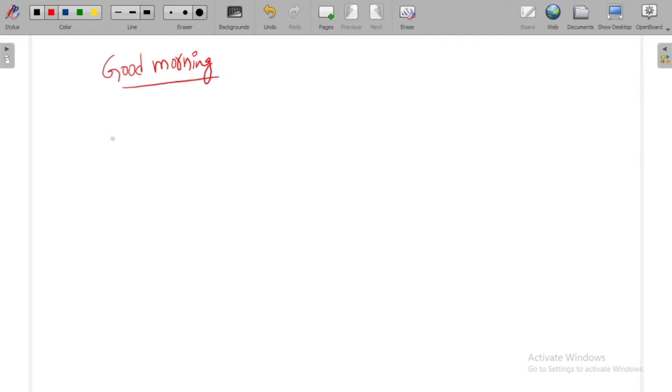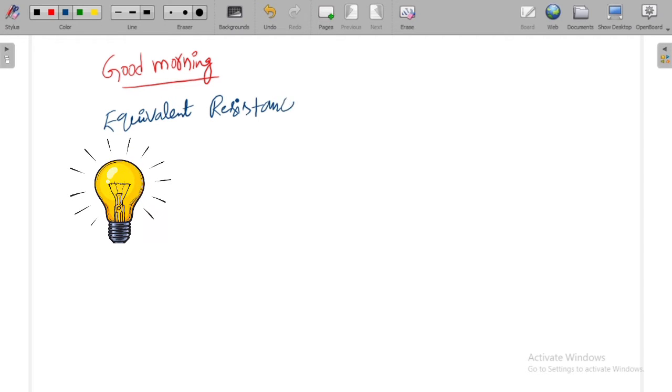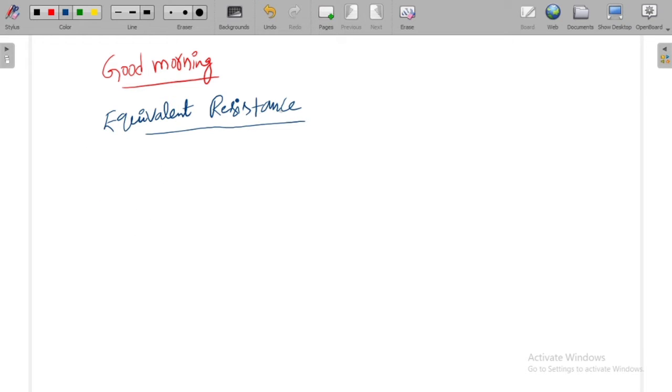In this class, we will discuss the concept of equivalent resistance. This is the concept which is very much useful in circuit analysis. As far as network reduction is considered, this concept is very much helpful. So we will see different situations or different cases in the concept of equivalent resistance.